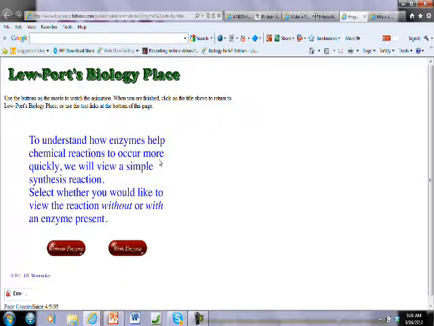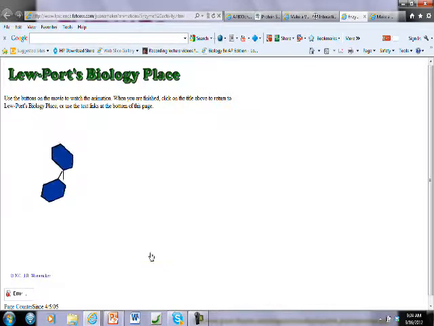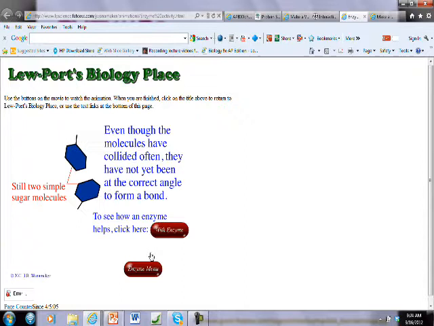Why do we need enzymes in the first place? If you look at this reaction without the enzyme present, if I wanted to join these two sugar molecules, they have to line up in the right angle, get the right orientation, get close enough that I can pull out the water to make that dehydration synthesis reaction happen. They may bounce around for a while. They may bump into each other in the cell, but actually getting them to line up in the correct orientation may take a very long time.